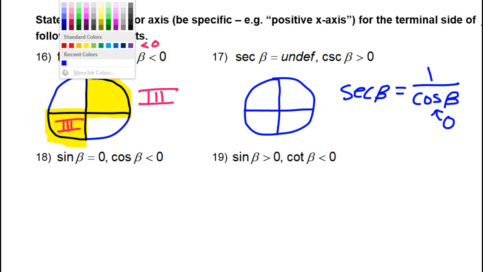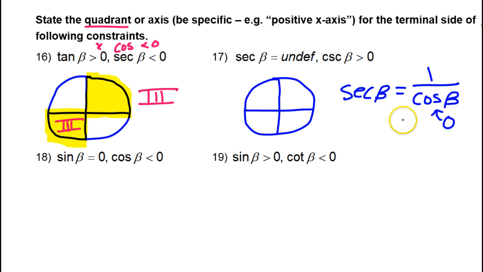So where is cosine 0? Again, remember cosine is an x value on the unit circle. So where are the x values equal to 0? The x values are equal to 0 right on the y-axis. It's not to the right where x values are positive. It's not to the left where x values are negative. It's right on the line. So the cosine, which is an x value, will be 0 in these two places. So one of these dots tells us the answer, positive y-axis or the negative y-axis.